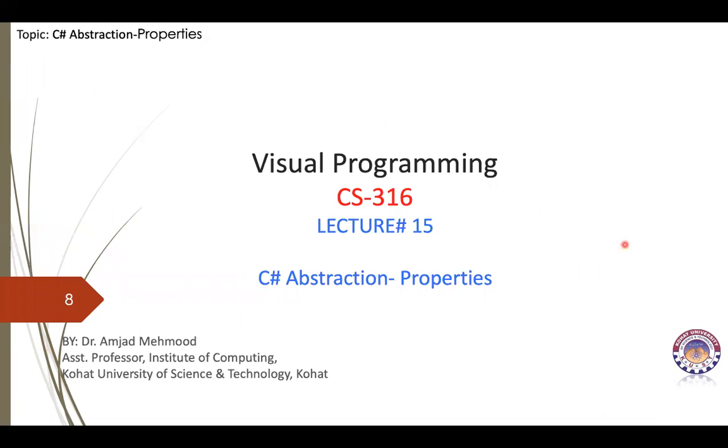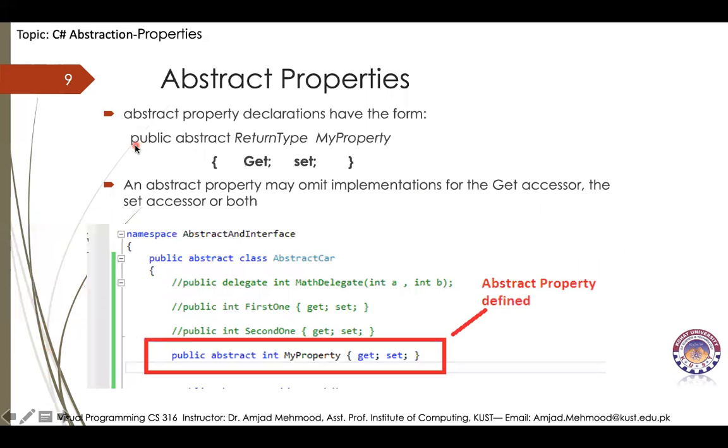Now let's start with lecture number 15, and today we will be discussing how we make properties abstract. As we have already discussed how we can make a method abstract, today we will be discussing how we make properties abstract.